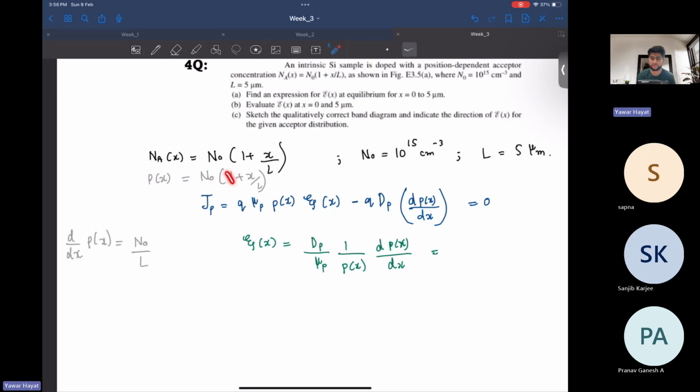First term would have a 0 as a derivative. For the second term, your second term is N naught X by L. If you differentiate this with respect to X, you'll have N naught by L. That's what I wrote. Okay, I guess it's clear. So this is equal to N naught by L.